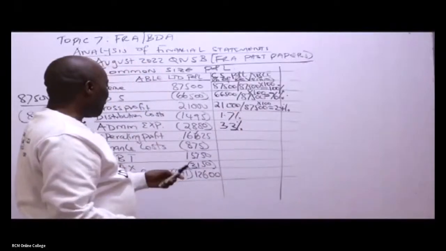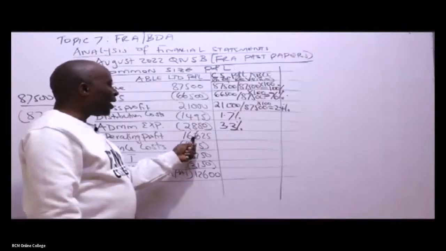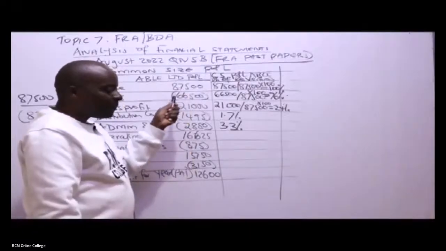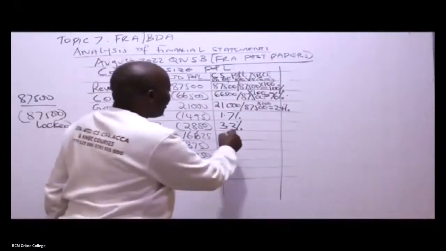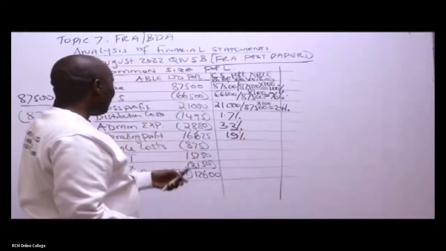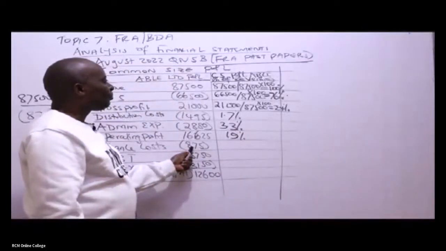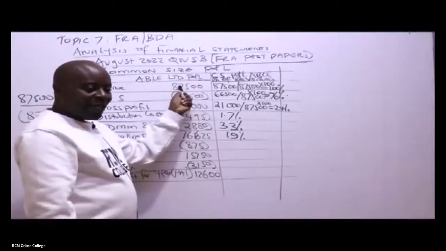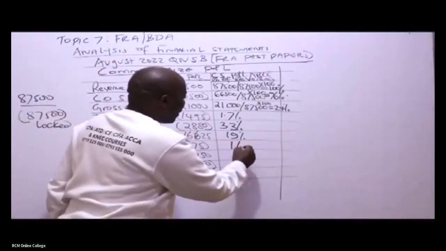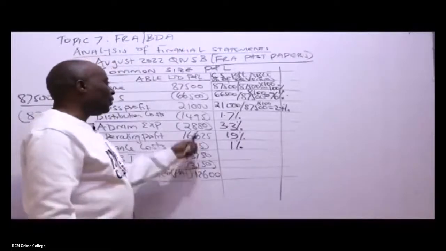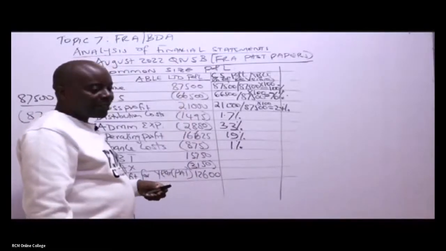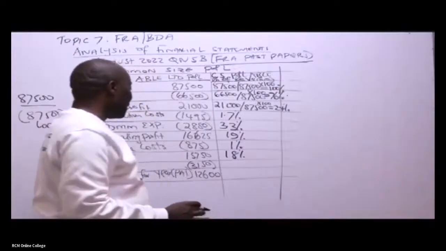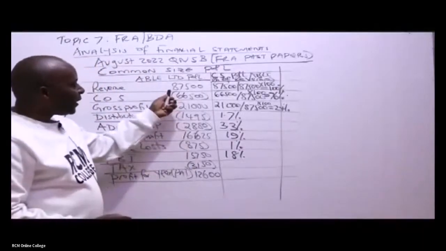And then we go straight away to operating profit, where you take this figure divided by 87,500. It doesn't matter, just take everything divided by everything. So we have here 19%. Then we have a finance cost, 875, divided by the base, the common size, which is 1%. Then we have 15,750 divided by the base. This is giving me 18%. And then we have 3150 divided by 87,500.